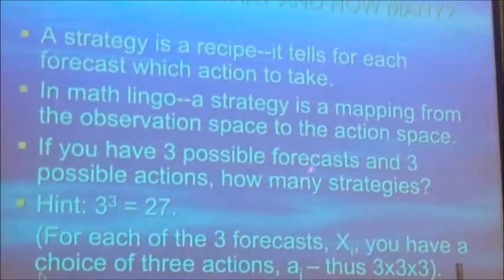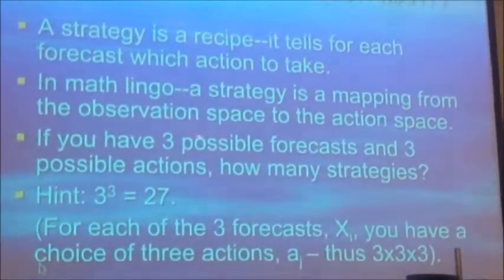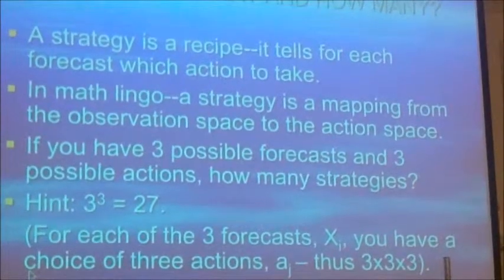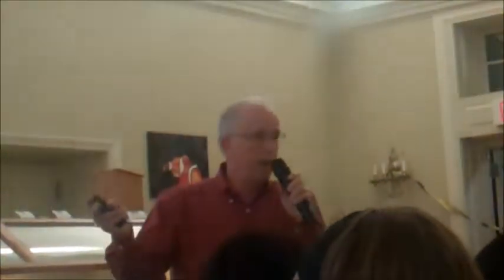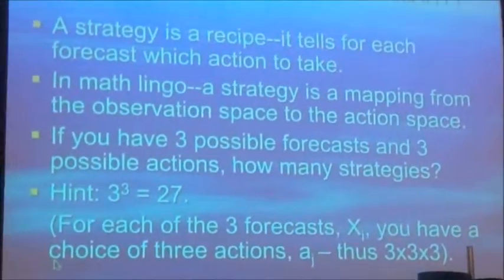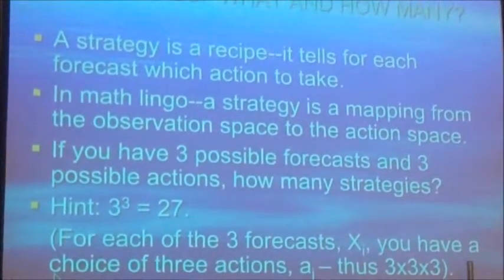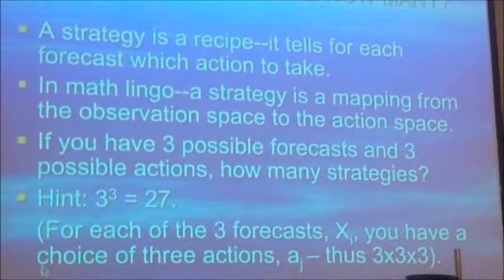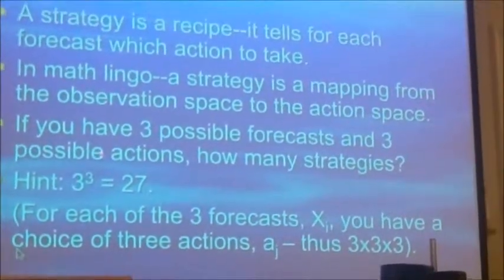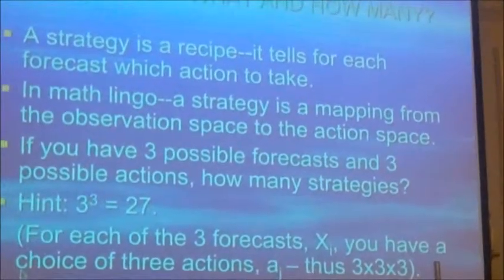If you have 3 possible forecasts and 3 possible actions, L, M, and H in dress, how many strategies do you have? Come on, your teachers told me you're the smartest kids around. 27. Okay, very good. That means you either read ahead or you are really smart.